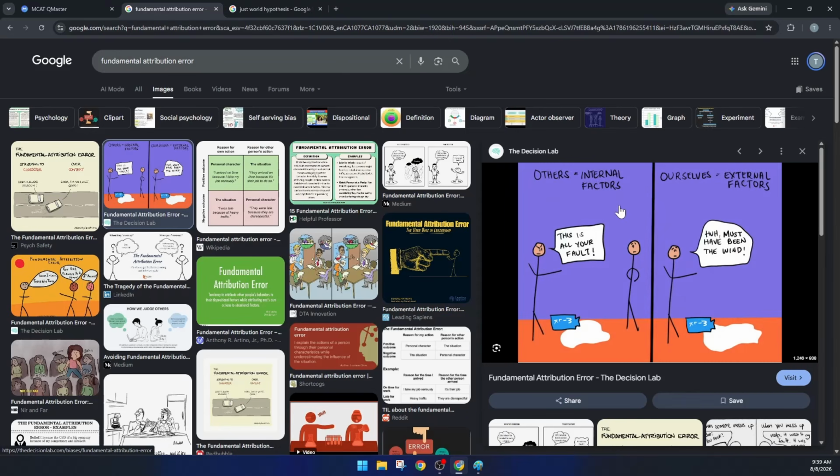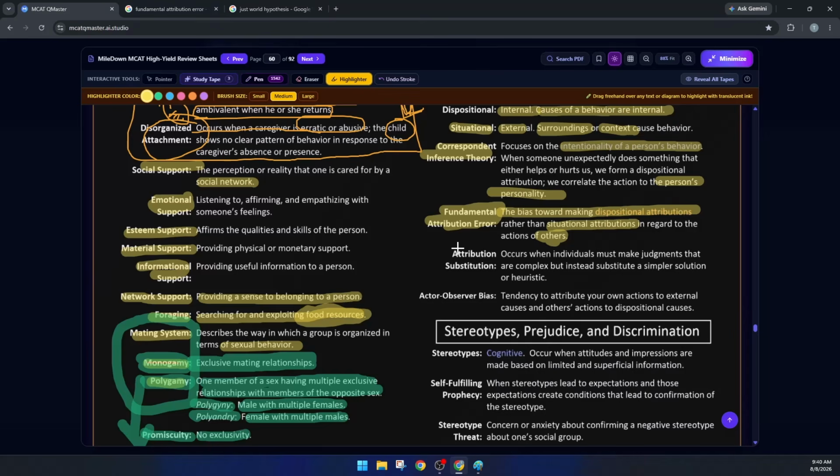So for others, it's internal factors. This is your fault, whatever, this bag of milk is spilled. And then when we do it ourselves, we say, oh, it's just the wind. That's not our fault. It's just the wind. But when others do it, you say, oh, that's your fault. You dropped the bag, and this happened, right? So this is a good picture of fundamental attribution error.